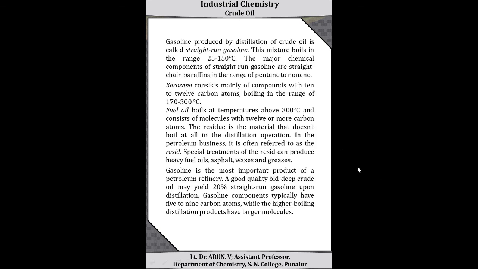The gasoline produced by the distillation of crude oil is called straight run gasoline. The mixture boils in the range 25 to 150 degrees centigrade. The major chemical components of straight run gasoline are straight chain paraffins in the range of pentane to nonane. Kerosene consists of mainly compounds with 10 to 12 carbon atoms boiling in the range of 170 to 300 degrees centigrade. Fuel oil boils at temperatures above 300 degrees centigrade and consists of molecules with 12 or more carbon atoms.